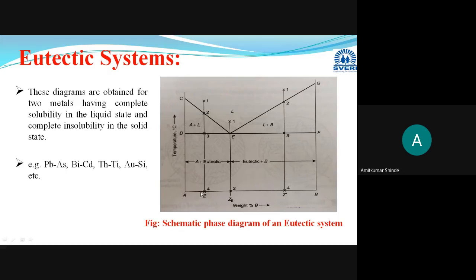From point A to point E, all the alloys will be hypoeutectic alloys, and from point E to point B, all the alloys will be hypereutectic alloys. Exactly at point E, that particular alloy will be the eutectic alloy. Okay, in this way, this total diagram will be divided into three portions by considering the different compositions.